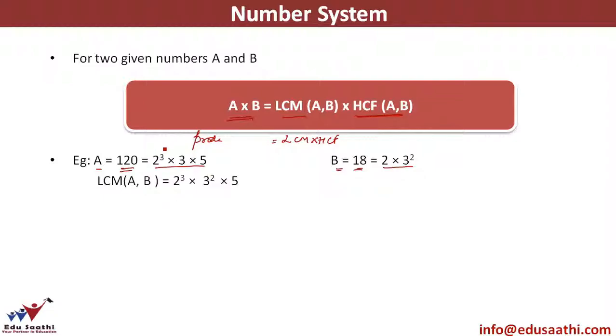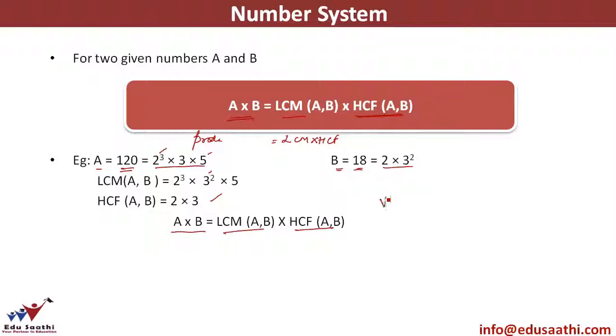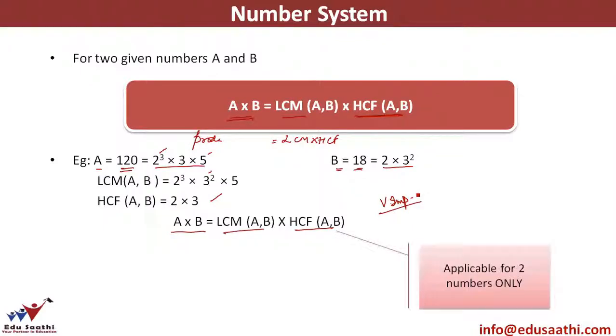So LCM, I will take 2 cube, I will take 3 square and I'll take 5. HCF would be 2 and 3, 2 into 3, which will be 6. Now if I look at it, the product of LCM and HCF in this case is coming out to be equal to the product of the two numbers. This is a very, very important relationship that we have when we are talking about this thing.